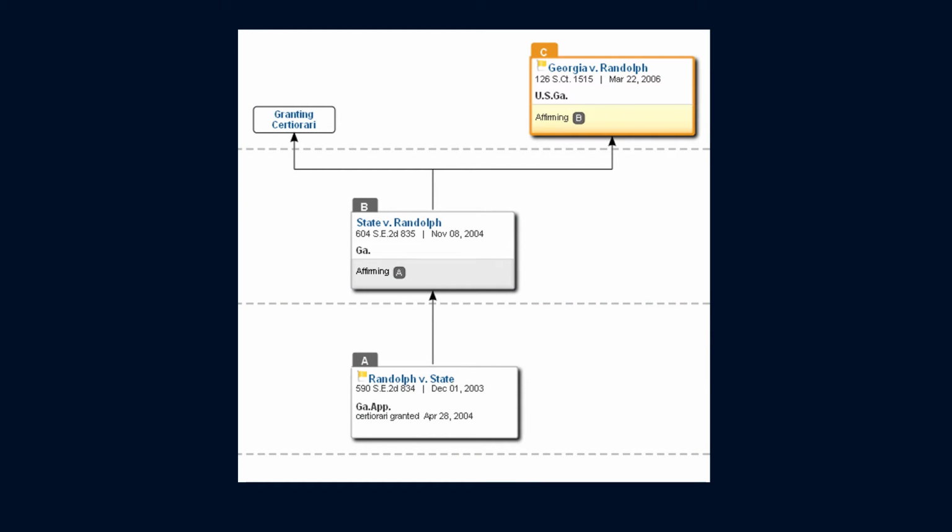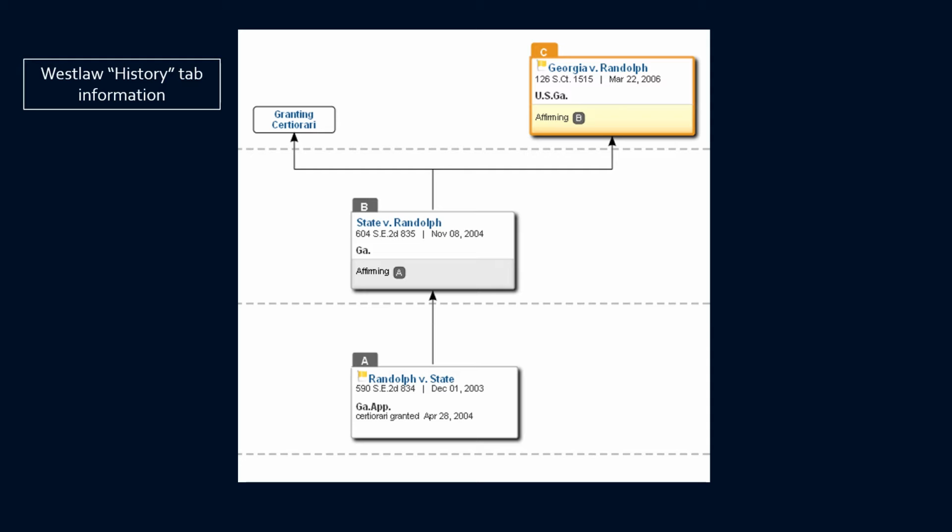Take a look at this screenshot from Westlaw Next. This is the history of Georgia v. Randolph that was decided by the United States Supreme Court. The page can be accessed by clicking the History tab on Westlaw Next. The History tab shows you the progression of the case through the courts.